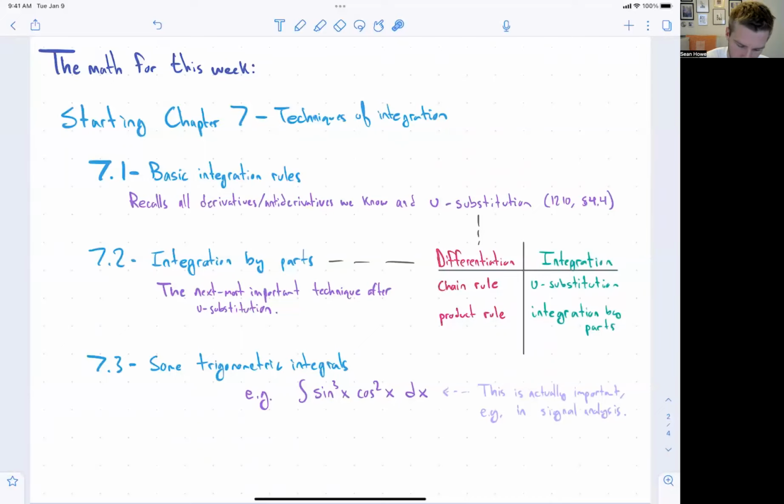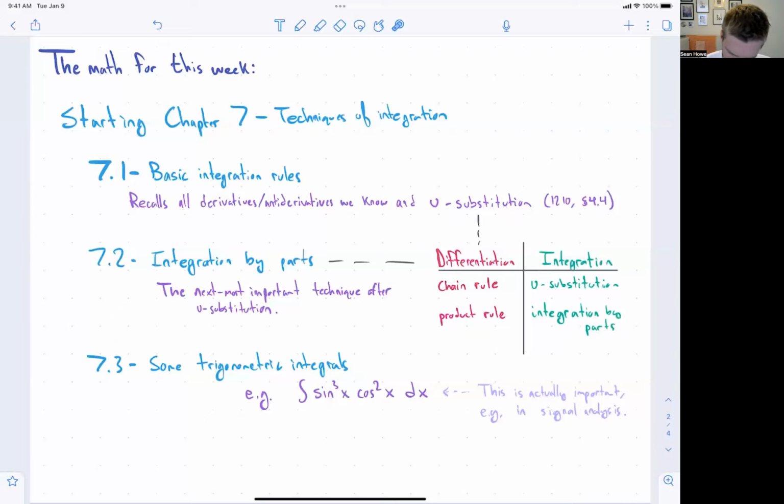Section 7.1 just recalls some basic integration rules. It recalls all of the derivatives and antiderivatives we know so far, like the antiderivative of 1 over x is ln of absolute value of x, things like that. And then it also recalls the method of u substitution, which you'll have encountered, for example, if you took calculus 1210, in section 4.4 already in the book, but it recalls how to do that. On WebWork, there are a lot of example problems using u substitution just to get that fresh in your head. U substitution is probably the most used technique in integration, so it's really important to have it down pat as a tool.